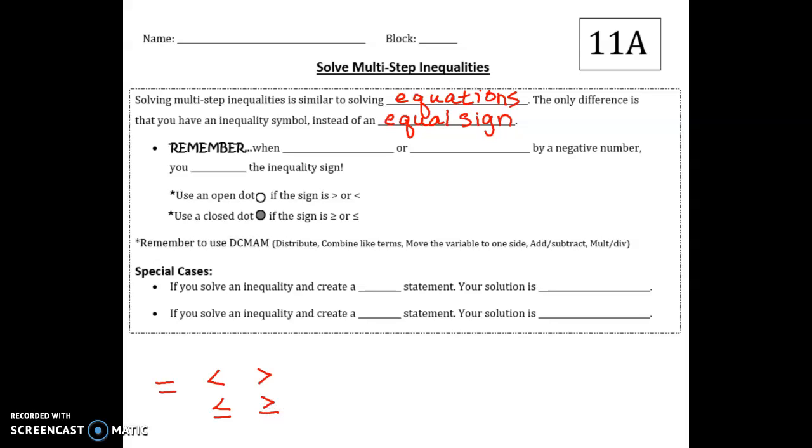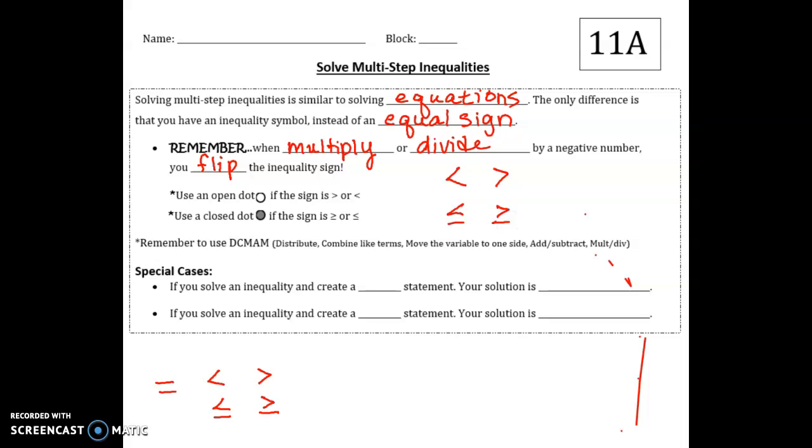Remember from last year, there was a very important rule: when you multiply or divide by a negative, you flip the inequality sign. What that means is if you have a less than sign and you multiply or divide by a negative number, you turn it into the greater than sign. The same works for less than or equal to; it would turn into greater than or equal to. We flip the sign around.